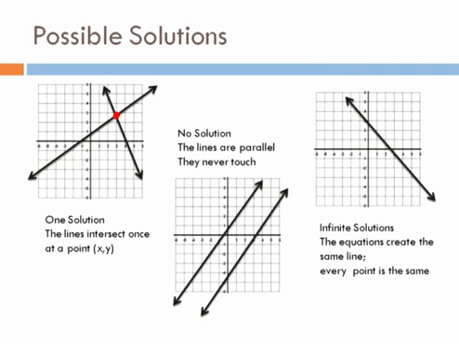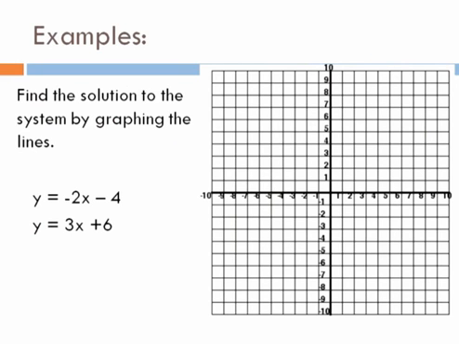Alright, let's do some examples together. Here we are given two equations of two different lines, and we're going to find the solution to this system by graphing these two lines. The first line I'll graph in red. y equals negative 2x minus 4.